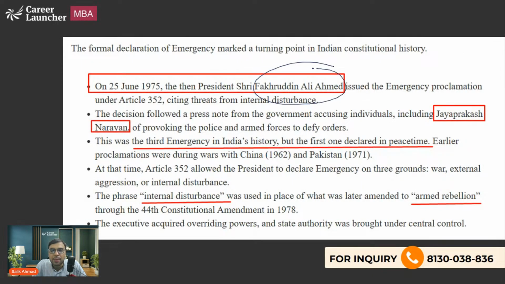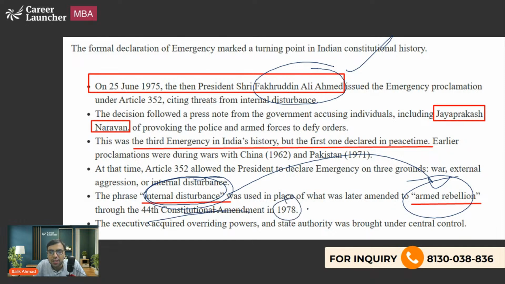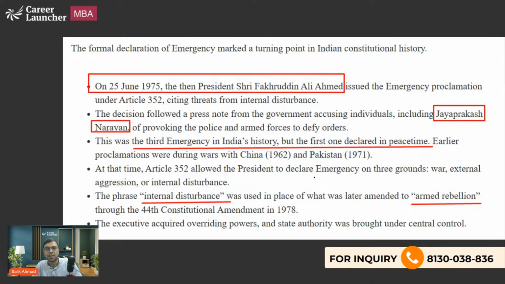Now, President Fakhruddin Ali Ahmed imposed the national emergency. What were the reasons? First, they said internal disturbance. I have told you, it was invoked because of internal disturbance, and this term was later replaced by armed rebellion by the 44th Amendment after Indira Gandhi ji lost the election. So in 1977, after the emergency ceased, an election happened and she lost it. The Janata Party government came to power. And the Janata Party government brought the 44th Amendment, which brought a lot of safeguards against misuse of emergency powers.